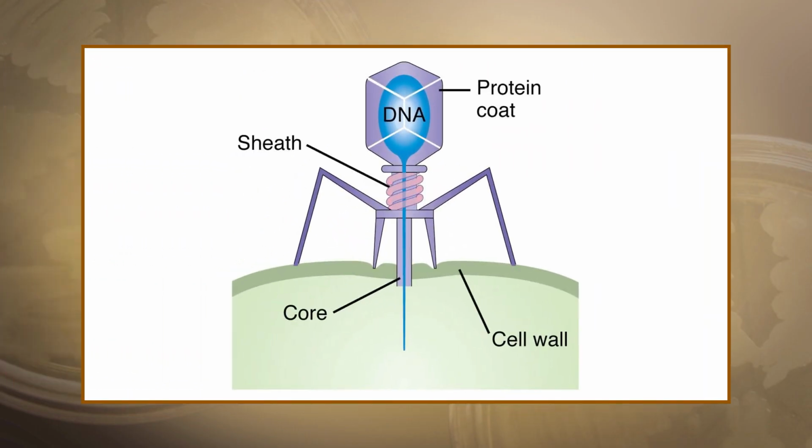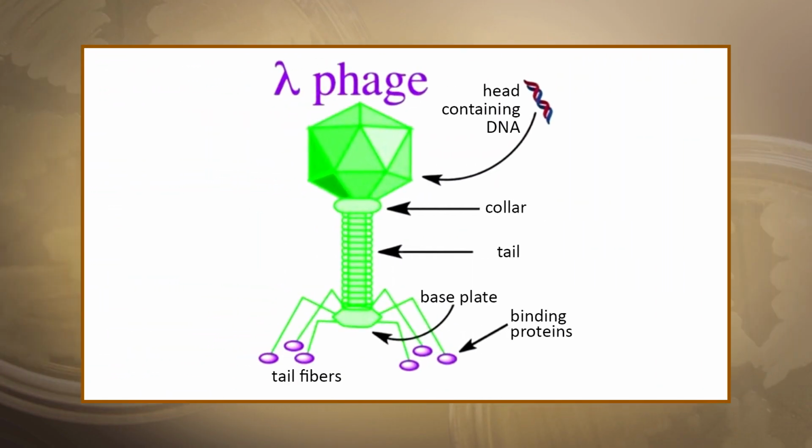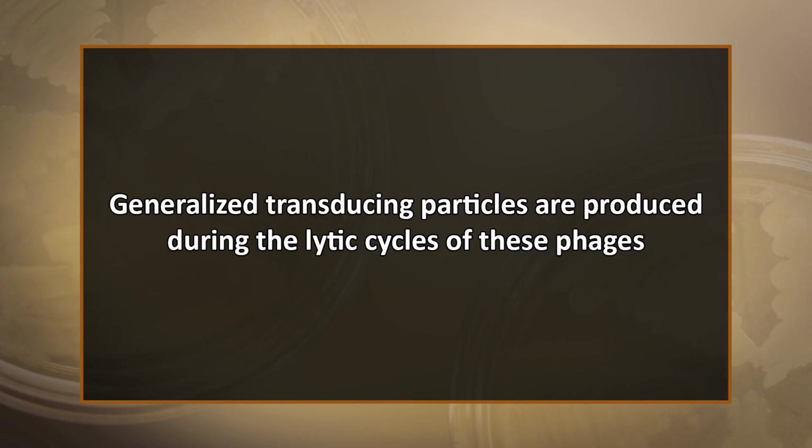Generalized transduction is mediated by some virulent bacteriophages and by certain temperate bacteriophages whose chromosomes are not integrated at specified attachment sites on the host chromosome. Generalized transducing particles are produced during the lytic cycles of these phages.